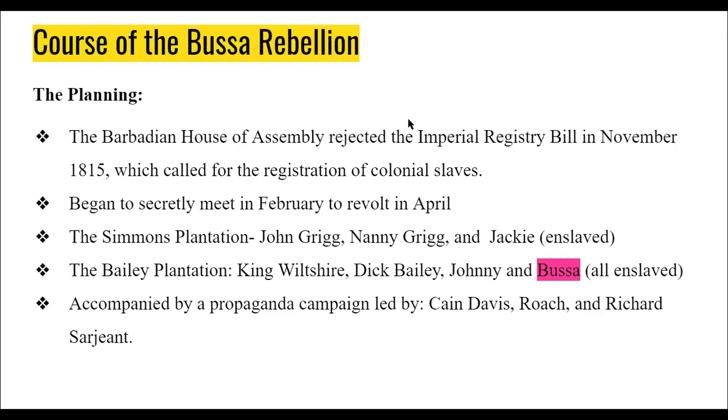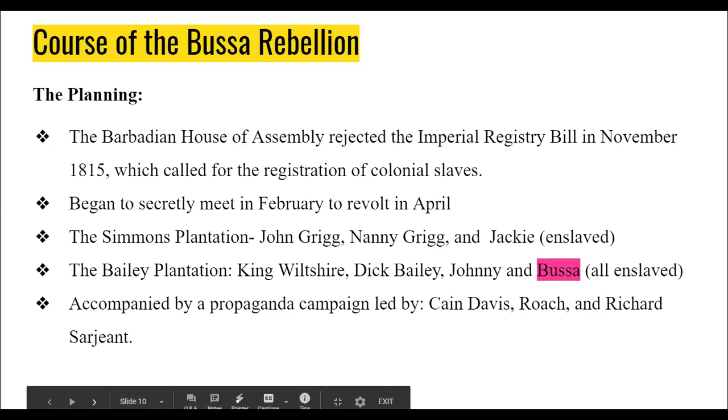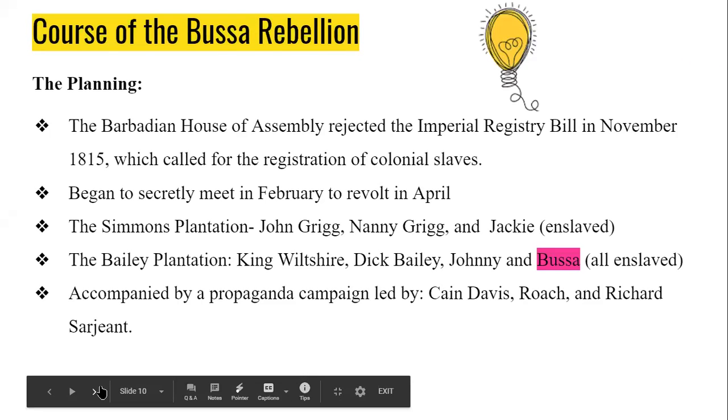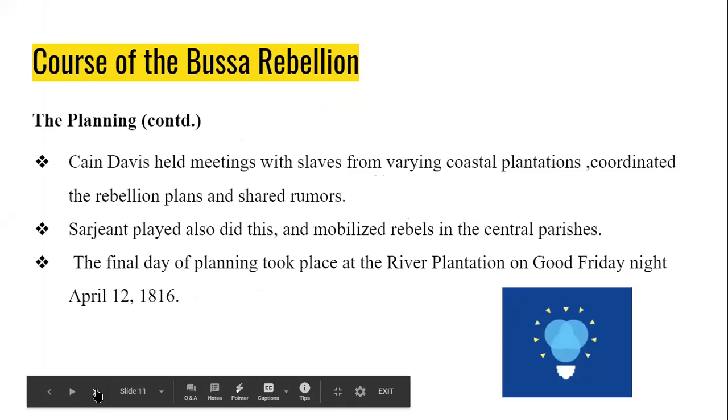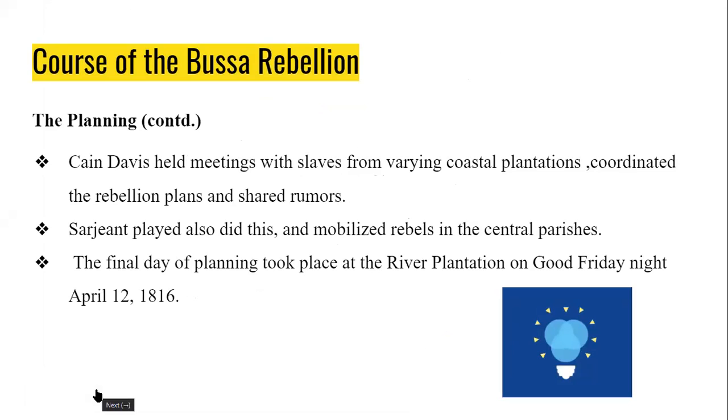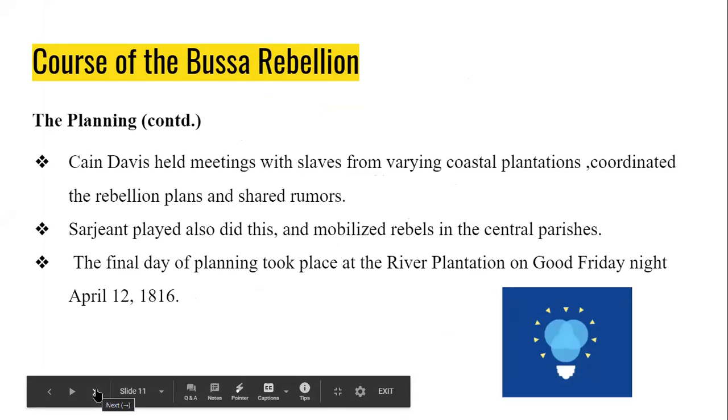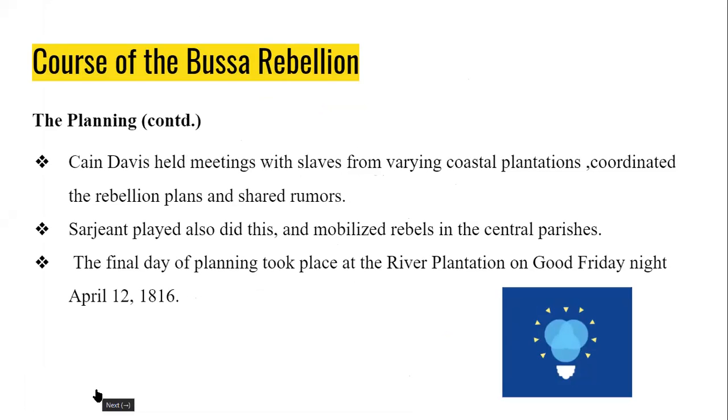King Davis and Richard Sargent both met with slaves on coastal plantations, helped coordinate rebellion plans, and shared rumors. This mobilized the rebels in the central parishes such as St. Thomas, St. Joseph, and St. George. The planning ended at the River Plantation on a Good Friday night, April 12, 1816.